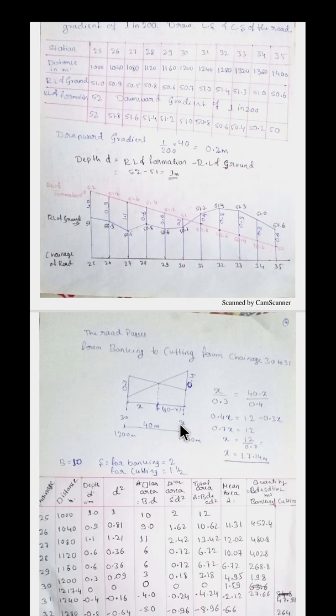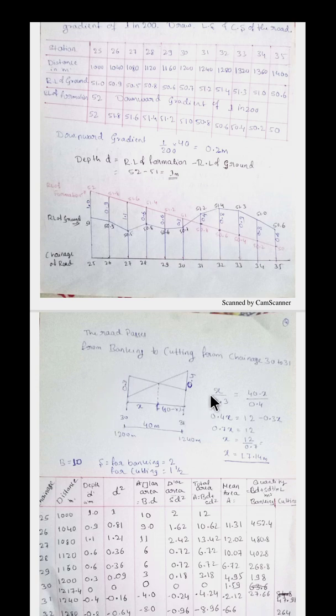In between 30 and 31 chainage we have a distance of 40 meters. So this point is at a distance of x, meaning we don't know exactly where it is located, so I will consider it as x. The remaining portion is 40 minus x, isn't it? The remaining portion from this to this is 40 minus x.